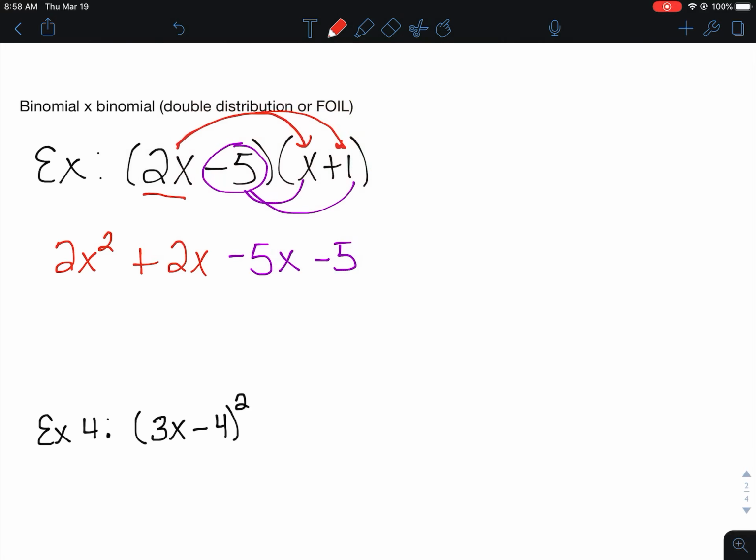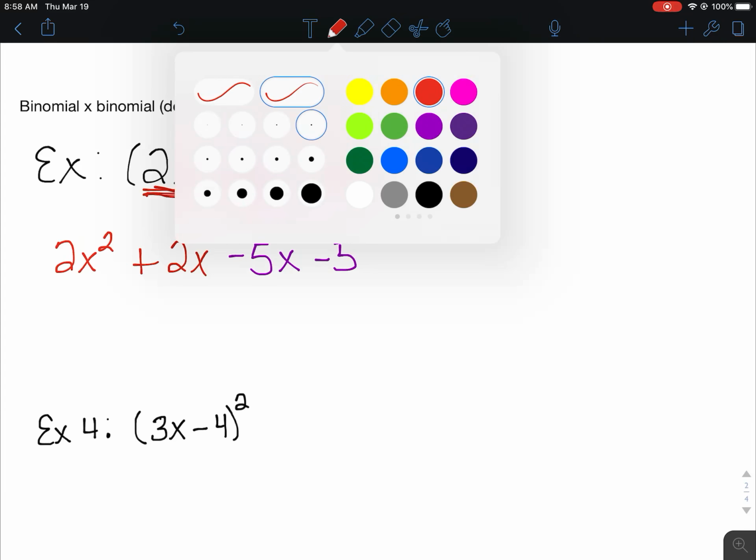What we did first, so first were the first two terms, 2x and x, that's the F. Then we did the outsides, 2x and 1. Then we did the insides, -5 and x. And then we did the last, -5 and 1. So whether you use the acronym FOIL or you just think about it as distributing both terms of the first binomial to both terms of the second binomial, you're going to come up with the same answer, hopefully.